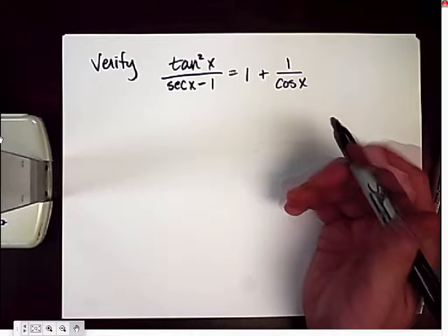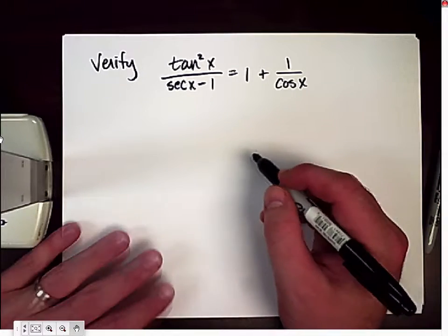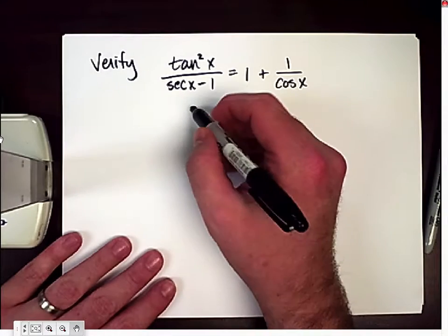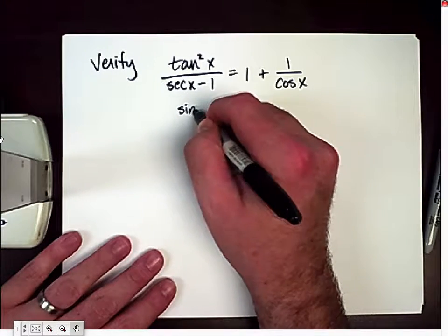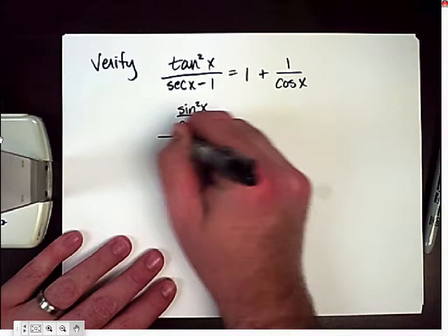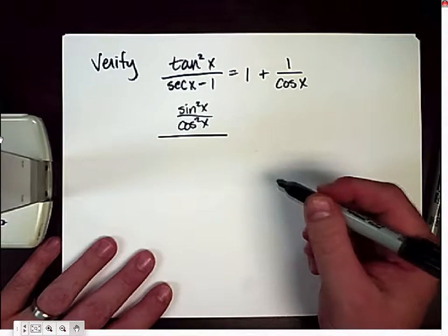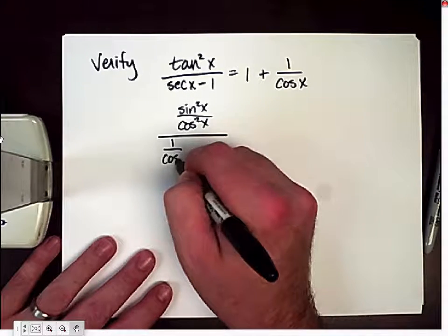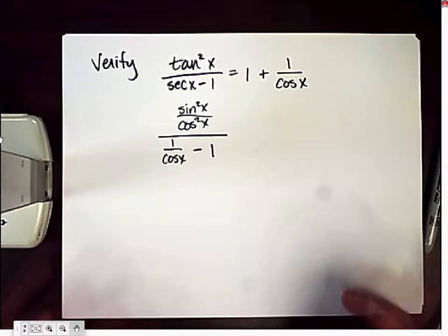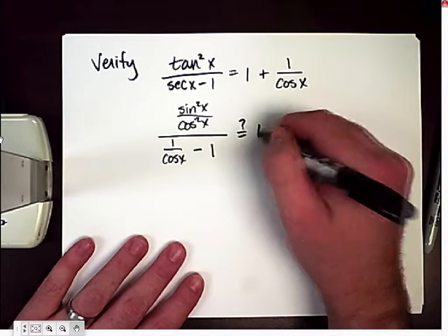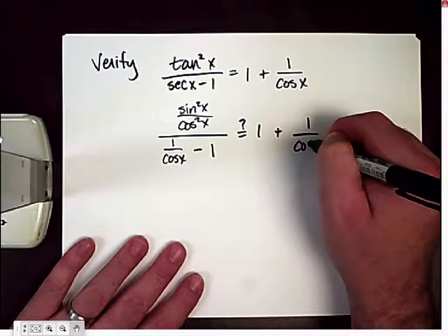First one would be to write everything as sines and cosines. So what would tangent squared be? Sine squared x over cosine squared x. You got it. Over, what would secant be? 1 over cosine x. Minus 1. Does that equal 1 plus 1 over cosine x?